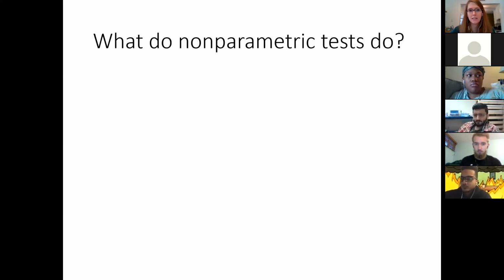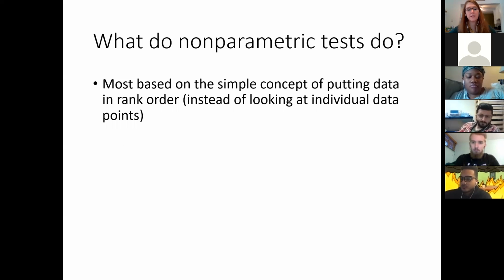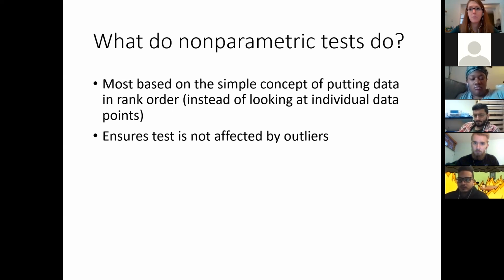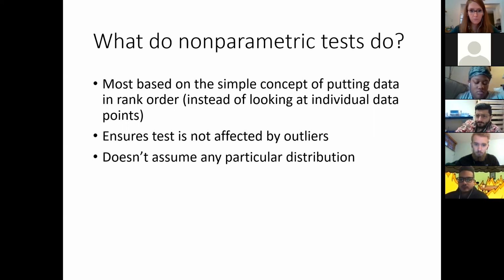So what do non-parametric tests do? Most are based on the simple concept of putting your data in rank order. So instead of looking at all of your data points the way we have so far, they would just put them as first, second, third, fourth, fifth, sixth, put them in rank order, and then do all the tests on them that way. This would ensure that the test is not affected by outliers, right? It's the same thing as taking a median, where you don't care if your highest value is really far away from the rest, because it's just going to be your last value, and they go in rank order from there. And because it just puts them in rank order, they don't assume any particular distribution of the data. So that's how we can get away from that assumption of normality.